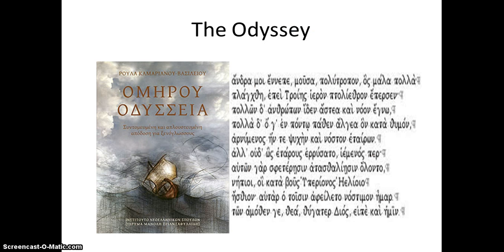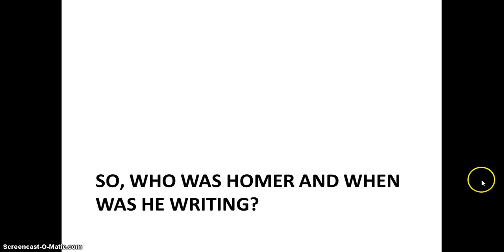In this poetry unit, you will be reading excerpts from Homer's Odyssey and analysing the language and the stories and the characters, and you're also going to be comparing them with various examples of other poetry from Western literature, including some modern poetry. So who was this great poet, Homer? And when was he writing?